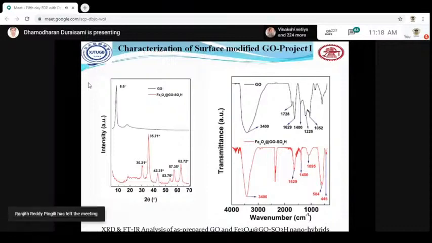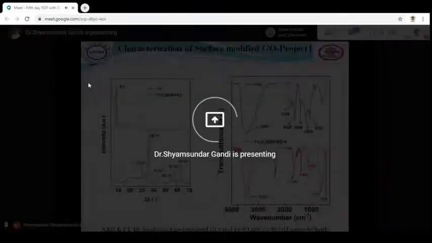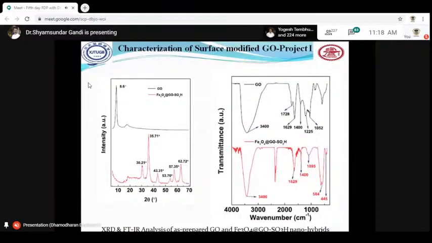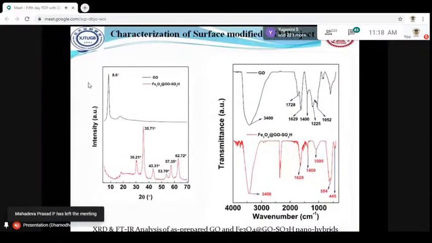Generally, graphene oxide should show a 2 theta value of less than 10 degrees in the XRD. If it comes below 10, it is reasonably good graphene oxide. In the case of magnetite GO supported by diol functionalities, the 2 theta values are around 30.21, 35, 43, 53, and 57. These belong to magnetite nanoparticle peaks.